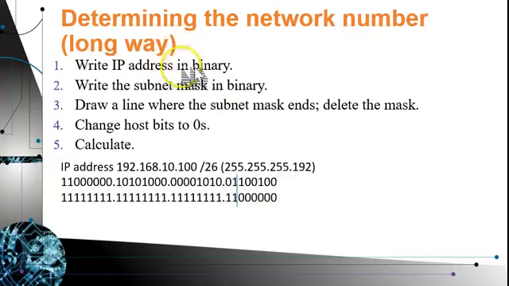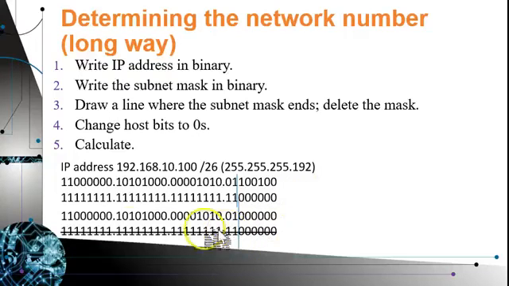The subnet mask in binary, that /26 or 192, has 26 ones in a row. Then we draw a line where the subnet mask ends. The network part is here on the left up to that blue line. Over here on the right, it is the host part.